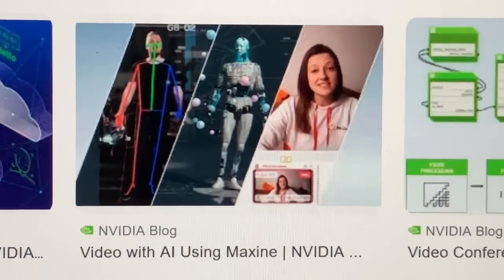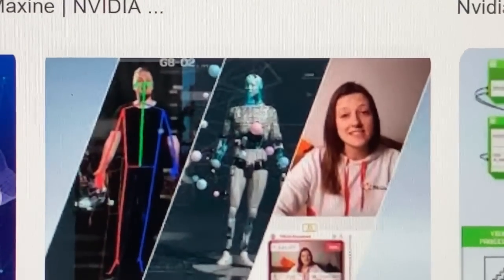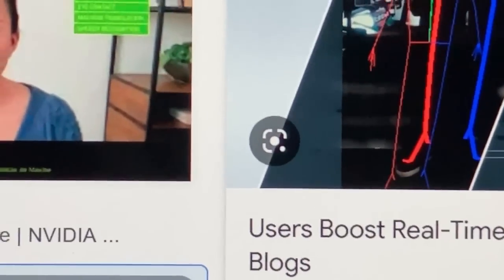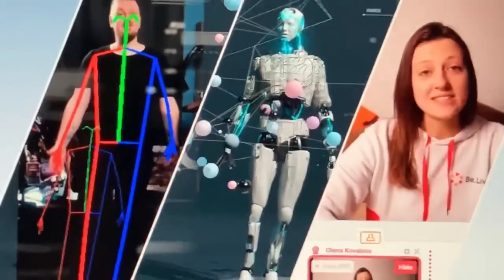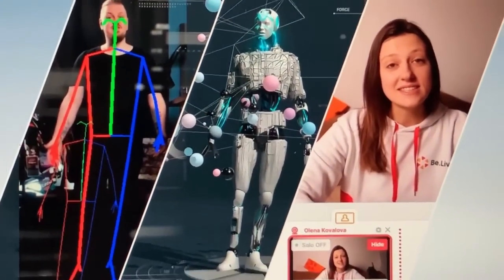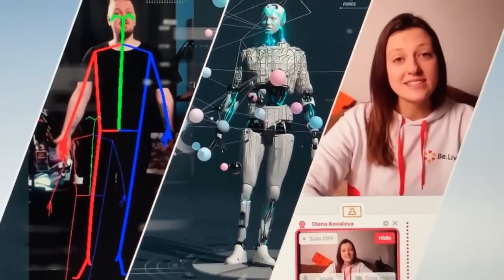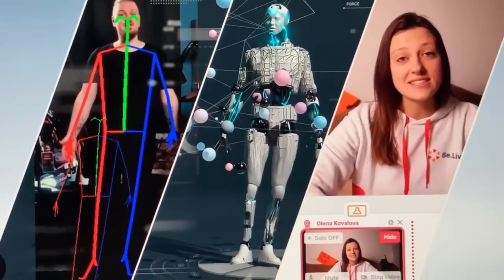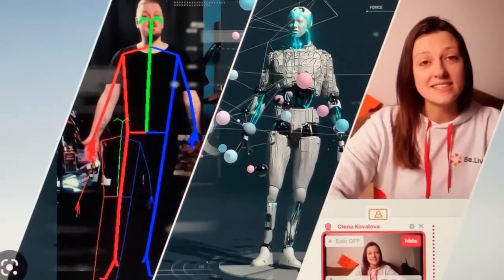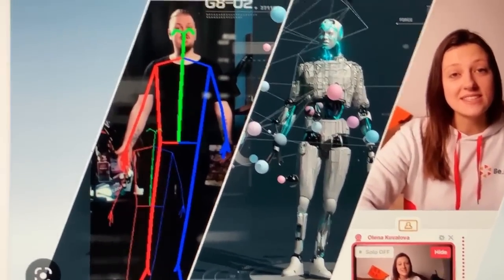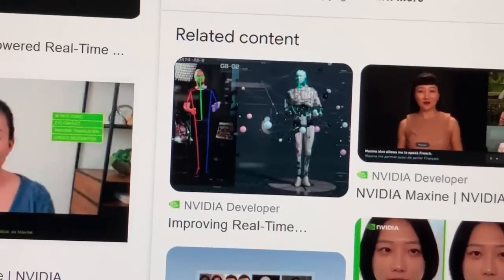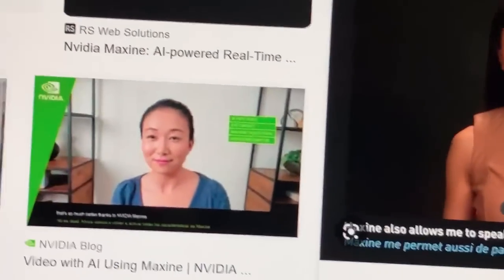Video with AI using Maxine. Look, oh, we want to see that. I hope that's a video. No, that's not a video. You can see what they can do with your body. They can take your body and redo the body and put anybody in that body they want. They're breathing life into this, is what they said they're doing. Breathing life into it. This was the video I wanted to watch.